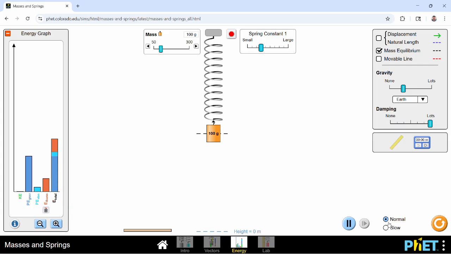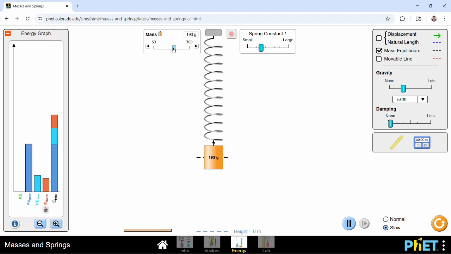At normal speed probably. So when it comes to rest, you can see that this is the position where the mass is at rest. This is the mass equilibrium. That depends on how much mass you have. So with 100 grams, this is where the equilibrium is. With like 200 grams, this is where the equilibrium is, and it depends on how much mass you hang, because this is the position where, let me show natural length.